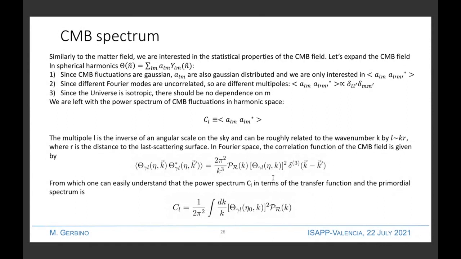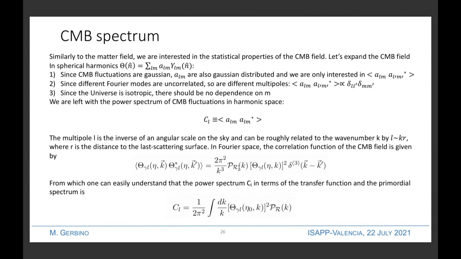This is just saying to us that if we want to know the variance of the CMB field at any given time, what we need to do is simply to take the initial power spectrum of primordial fluctuations and evolve this power spectrum depending on the physics that is governing the evolution of the specific field that we are interested in, in this case, the physics of the CMB.